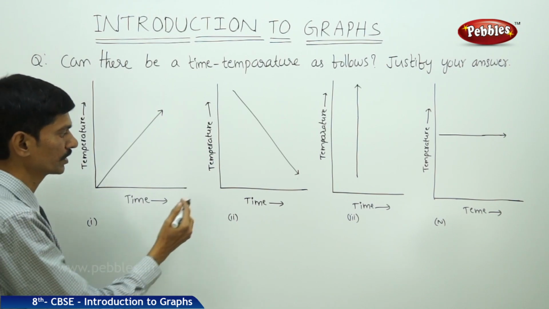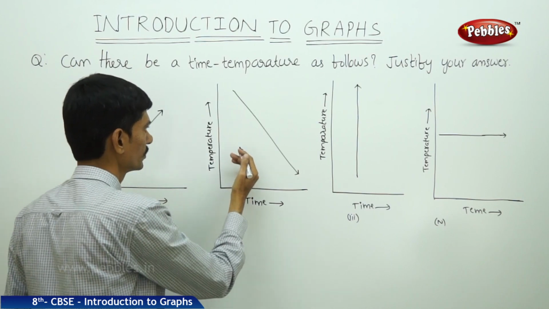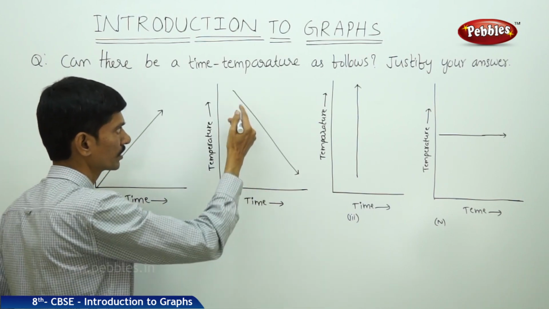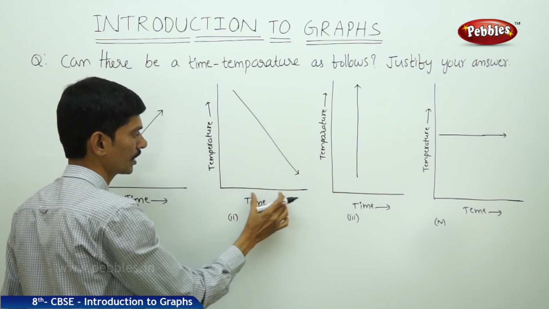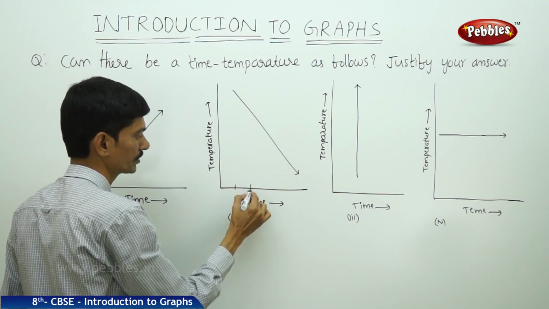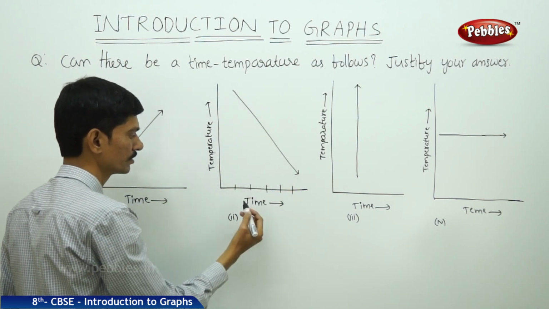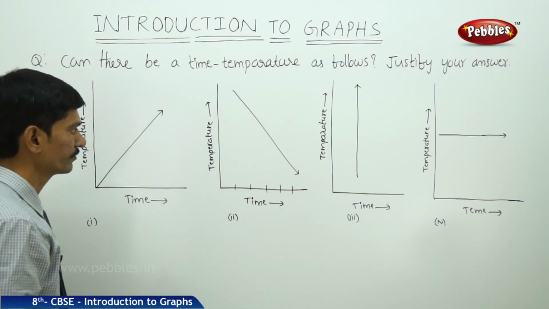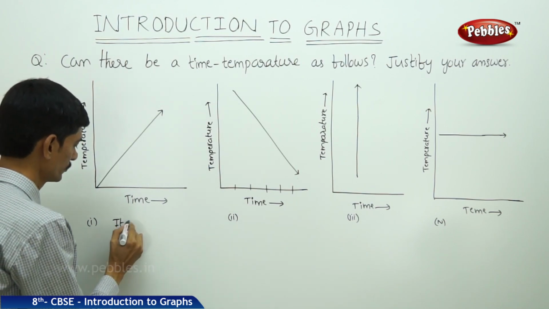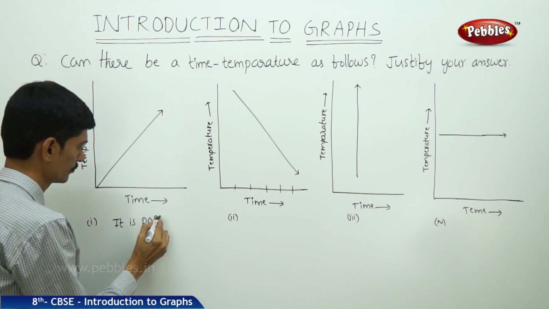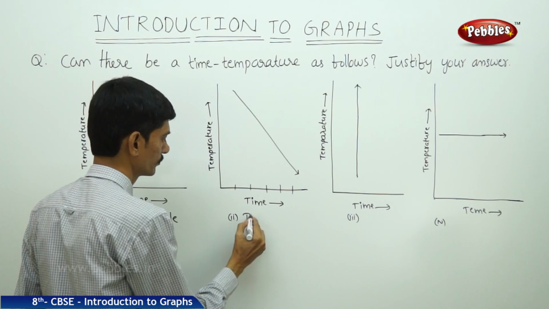In the second case, the temperature decreases when you take different time intervals. So the temperature is decreasing, and this is also possible for a time temperature graph. The second is also possible.